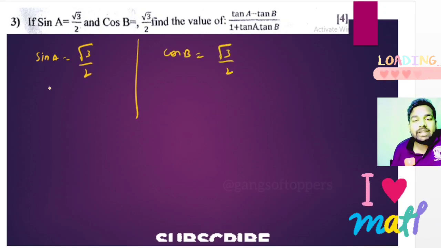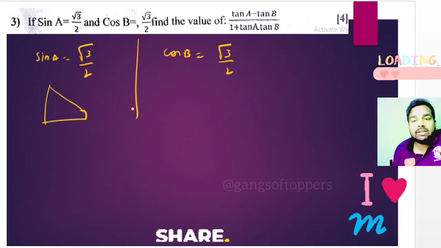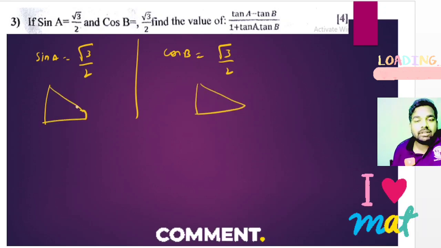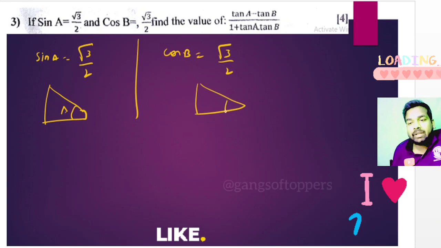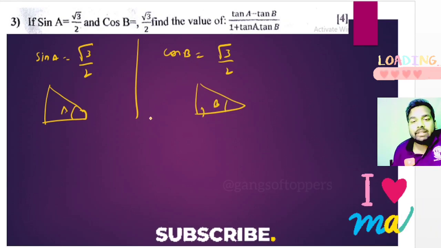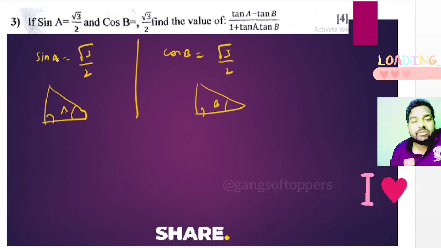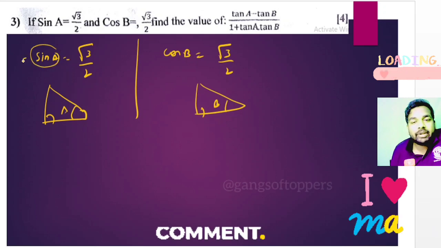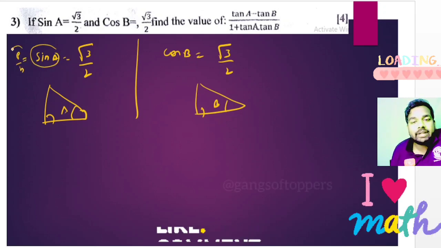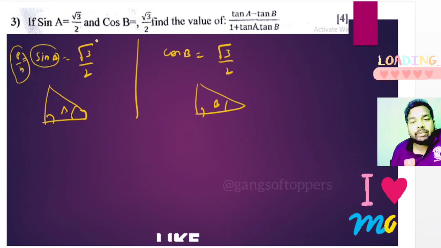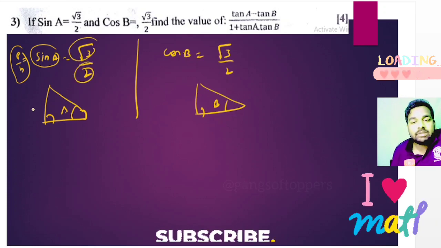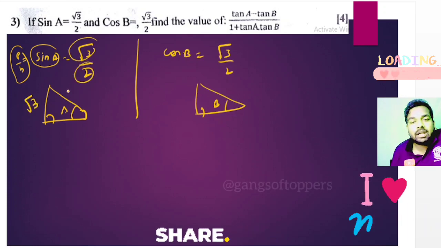Just make a right angle triangle, and also here make a right angle triangle, and make this angle as A and make this angle as B. Okay, and this is the right angle triangle. Since we know that sin A is equal to perpendicular by hypotenuse, put this value: this is the perpendicular and this is the hypotenuse.